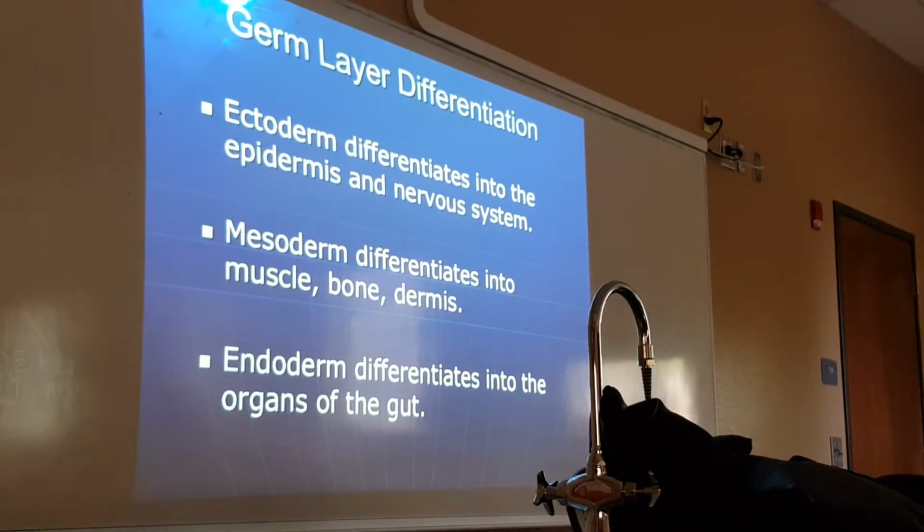So, in summary, the ectoderm differentiates into the epidermis and nervous system. The mesoderm differentiates into muscle, bone, and dermis. The endoderm differentiates into the organs of the gut, mostly digestive structures. And those somites, which are part of the mesoderm, become muscle and bone and that type of thing.